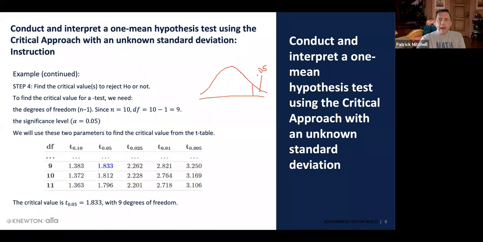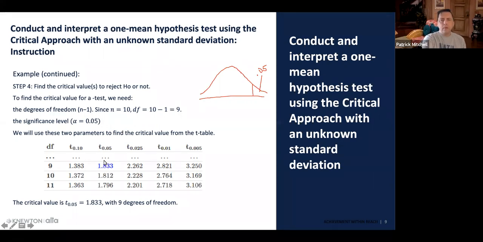Because our sample size is 10, that means the degrees of freedom is 9. Remember, degrees of freedom is n minus 1. So we're going to go into table A3. We're going to go down to the row that has 9 degrees of freedom, and then we're going to go over to this column right here.